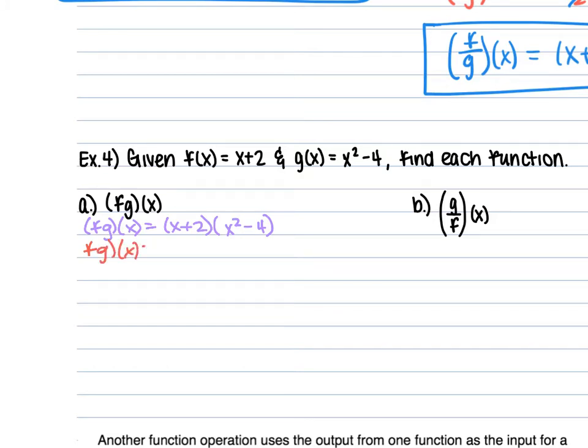X times x squared is x cubed. X times negative 4 is negative 4x. The 2 times x squared is positive 2x squared, and the 2 times negative 4 is negative 8. So we're going to put this in standard form here. We're going to have f times g of x is equal to x cubed plus 2x squared minus 4x minus 8.